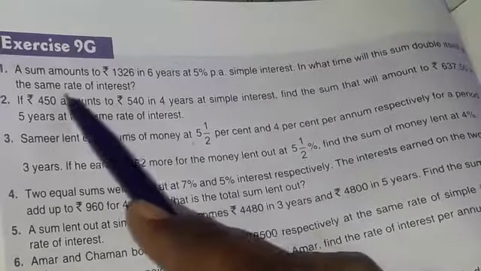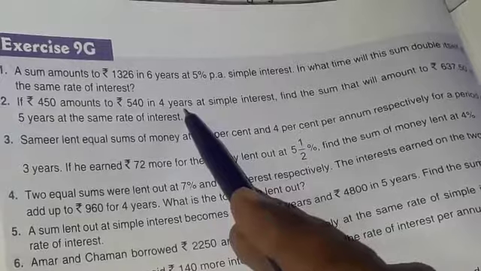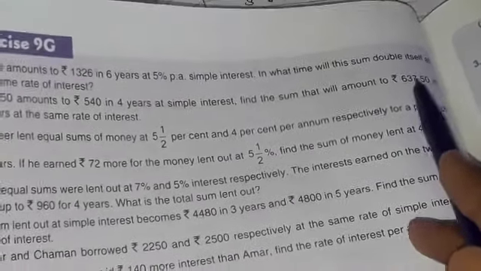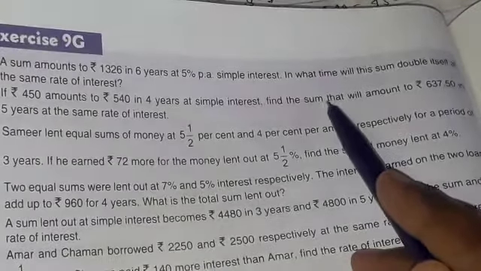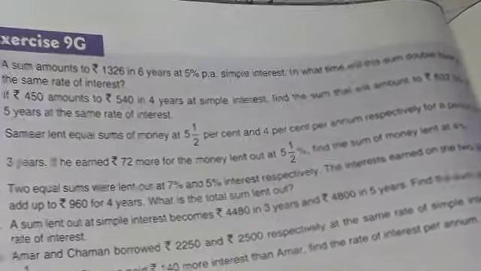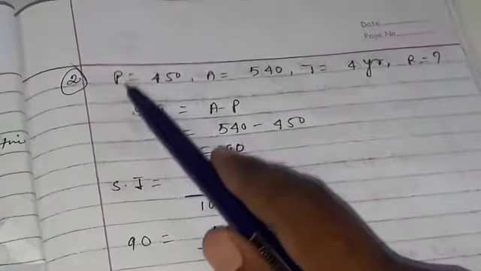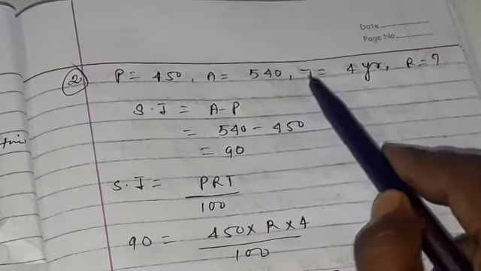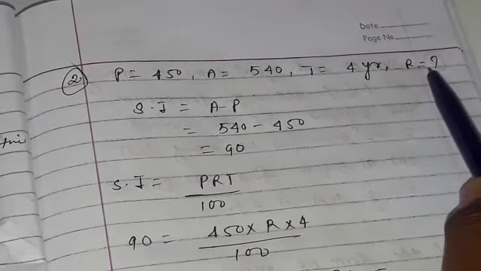In this question, class, they gave you principal, amount and time also. Then they give you another amount and they ask you, at the same rate of interest, when that sum or principal will become 637.50. So class, in your question they gave you the principal 450, the amount 540, they gave you time, and they ask you about the rate of interest because it is not given there.